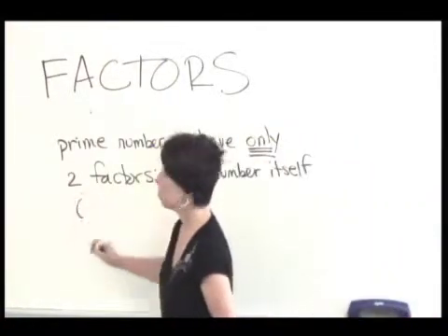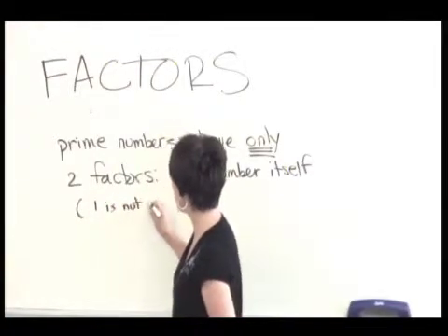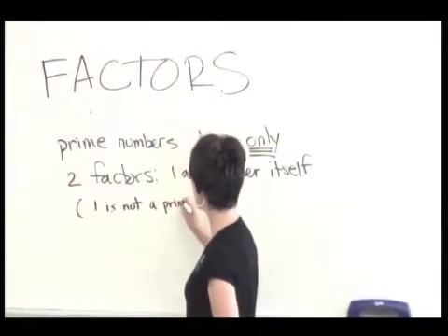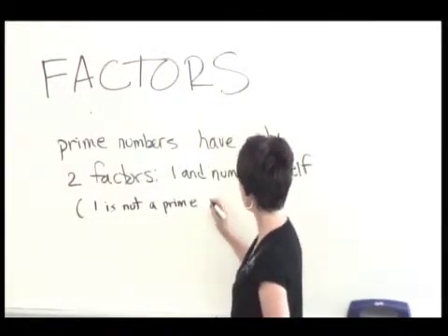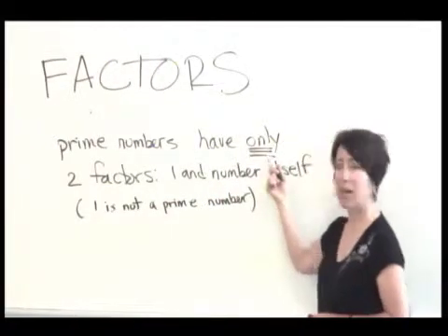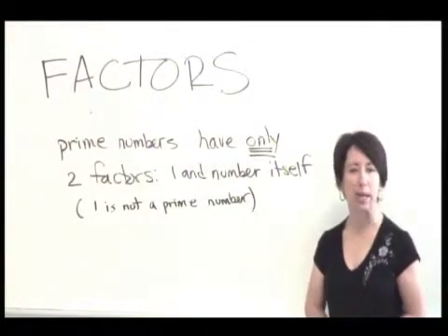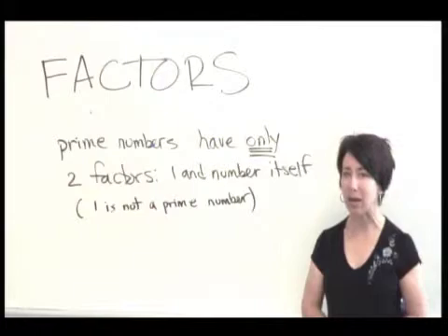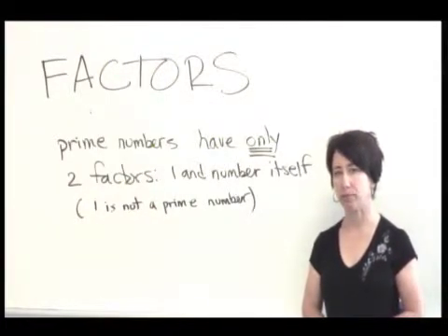So let's just put an aside here. 1 is not a prime number because it only has one factor. I have only underlined here, but it should be "exactly." That would probably be a better way of saying it. Prime numbers have exactly two factors, 1 and the number itself.